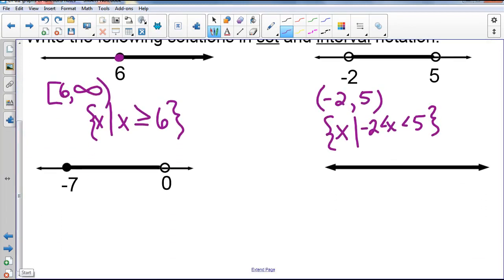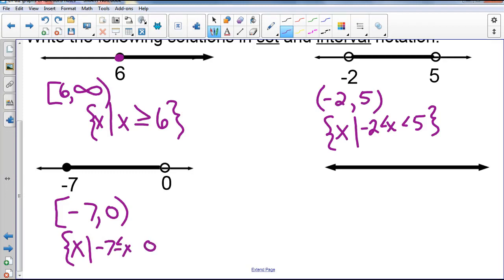So with this next one, we have -7 to 0. It does include -7, so that's a bracket, and it does not include 0, so that's a parentheses. And there's your interval notation. Set builder notation is x is a solution such that, well, we are between -7 and 0, and x is greater than or equal to -7, but less than 0. Okay? And then this last example, wait a minute, there's no points. What the heck?